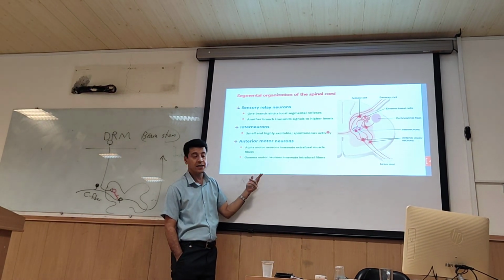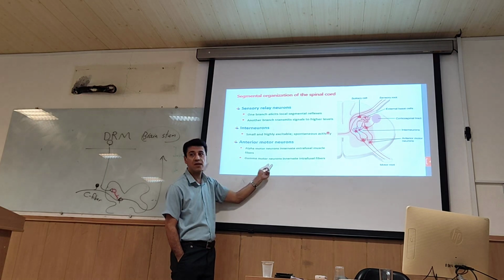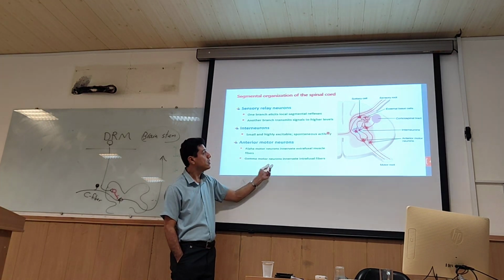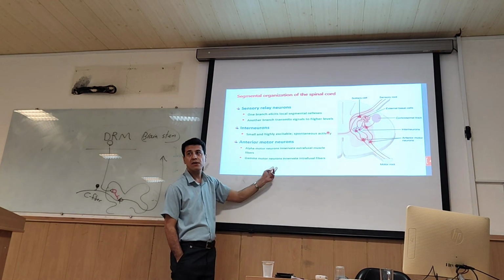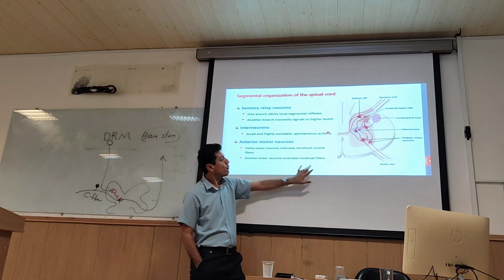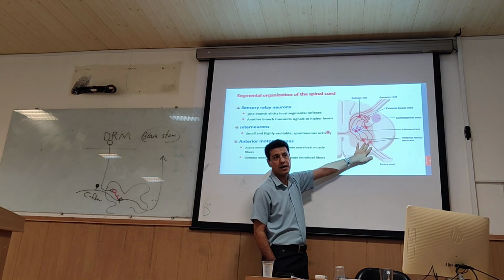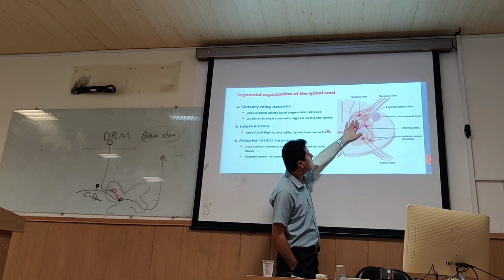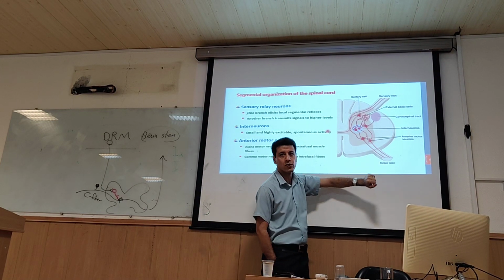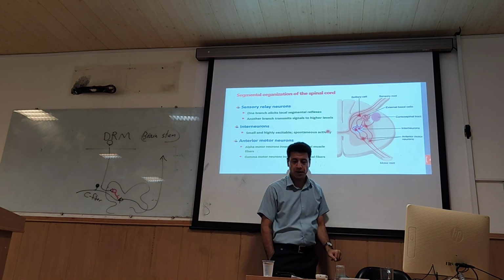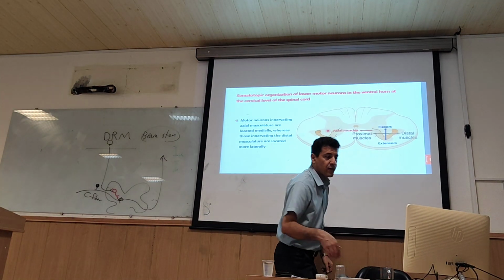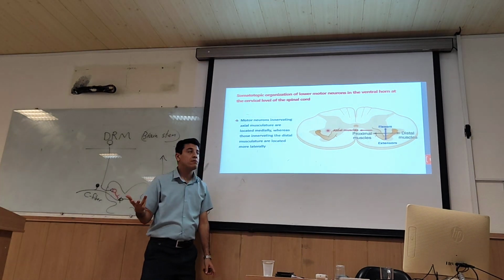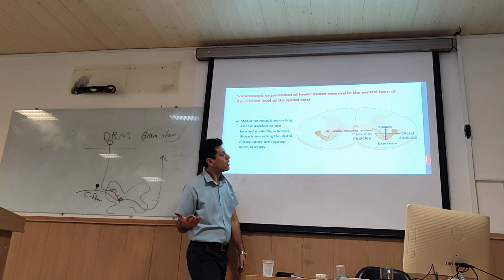Both of them are myelinated, but this one is thick, this one is thin, right? This one is faster, this one is slower. So both of them are present here in the anterior horn. So interneurons here make connection between the sensory part and motor part of the spine. So there is an arrangement for alpha motor neurons in the ventral horn.